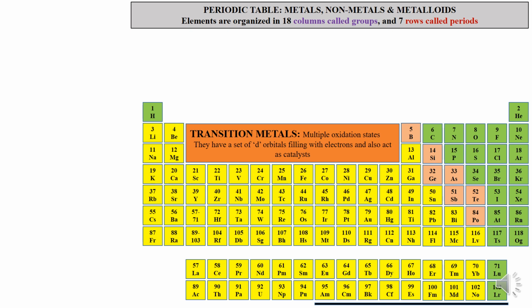I have highlighted the synthetic elements in the periodic table. Elements from atomic numbers 104 to 118 and elements from atomic numbers 95 to 103 are of synthetic origin. So these elements can be synthesized using nuclear reactions.